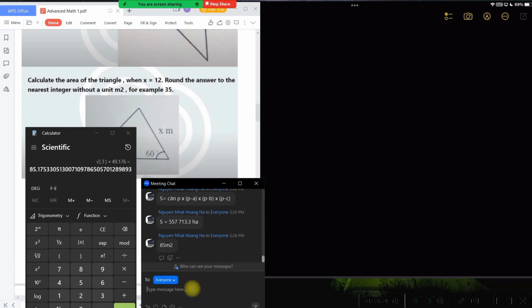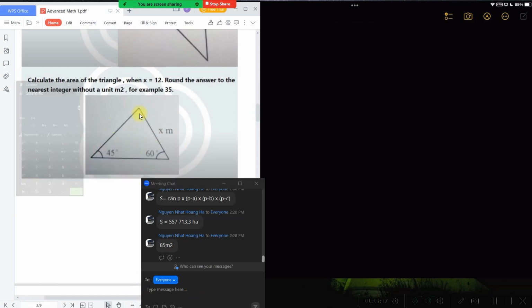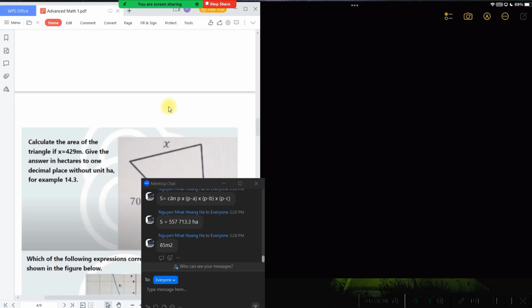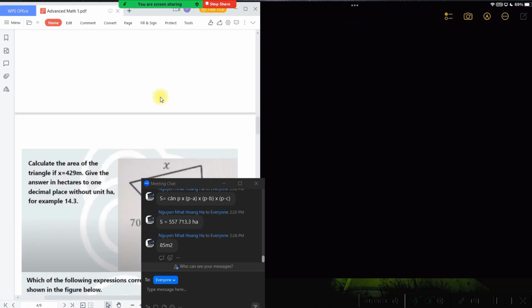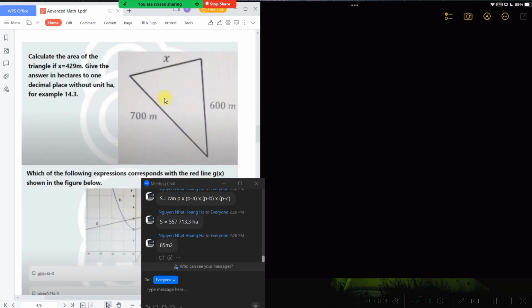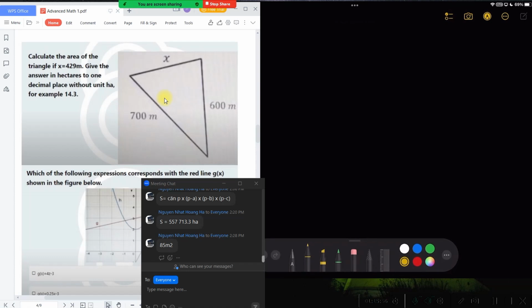Okay, let's continue now with this. Same thing, I guess. But we are not given anything else. It's just this. Calculate the area of a triangle if x equal to... Hmm, I think we did this one before, right? Yeah, we did it already.